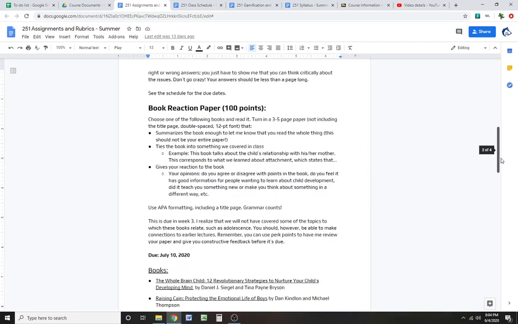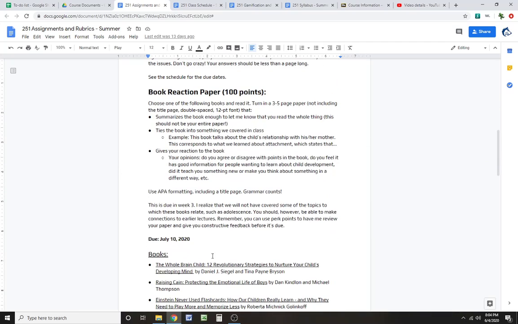And then your book reaction paper. Choose one of the following books and read it. Turn in a 3 to 5 page paper. So that should not include the title page. Your paper should be double spaced and 12-point font. It really irritates me when someone tries to meet their page requirements by playing with margins or playing with fonts or spacing. Don't do it. Just have double-spaced 12-point font, 1-inch margins. It should be 3 to 5 pages long.